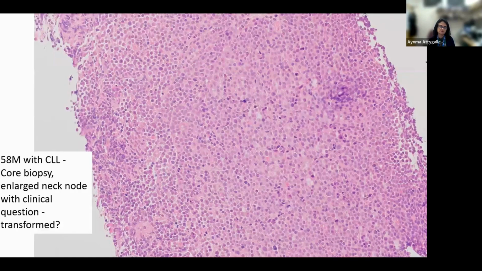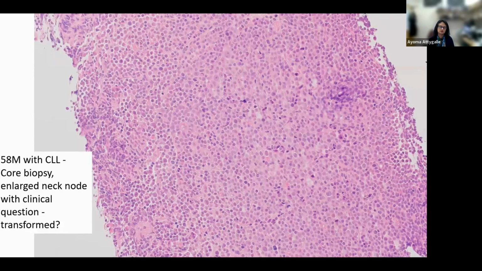This was an example of a patient, a 58-year-old male, with a CLL diagnosed on core biopsy, and now there was an enlarged neck node. These accelerated ones can be quite PET-avid, just to say. So the suspicion you get is, is it transformed? And the clinical question obviously was, was it transformed?